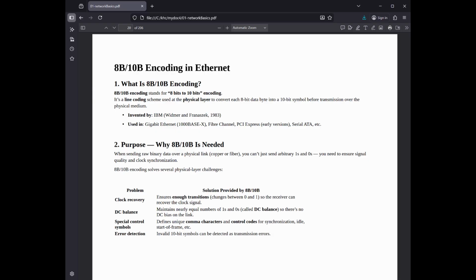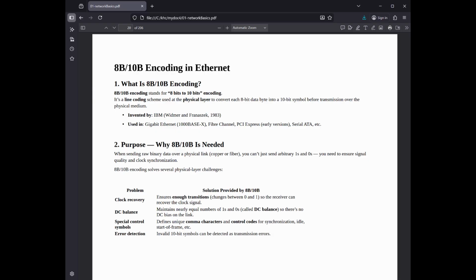Control signaling, K symbols. The unused 10-bit patterns are leveraged as special control characters, called K symbols. These are used for low-level link management functions, such as signaling the start and end of frames, indicating link idle status, or aiding in byte synchronization, using comma symbols like K28.5. How it works. The 8B/10B encoder functions by splitting the 8-bit input byte into two sub-blocks, a 5-bit portion and a 3-bit portion. These are encoded using lookup tables into a 6-bit and a 4-bit output, respectively, which are then concatenated to form the final 10-bit symbol.